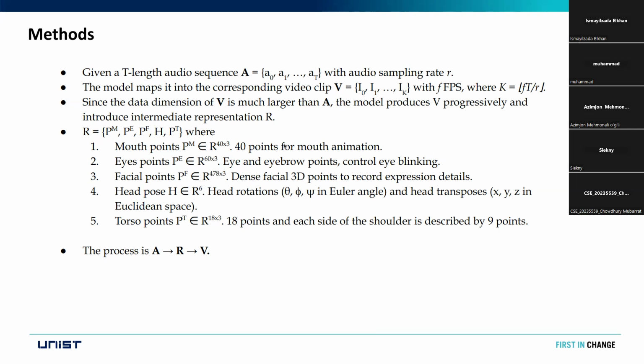Each are 3D points to represent mouth, eyes, and face, and for head pose they use Euler angles for rotation and head translation in Euclidean space. Then they also use torso points to describe the shoulders, 9 points on each side. Then the whole process is: first we encode our audio into representation R, then we produce video.